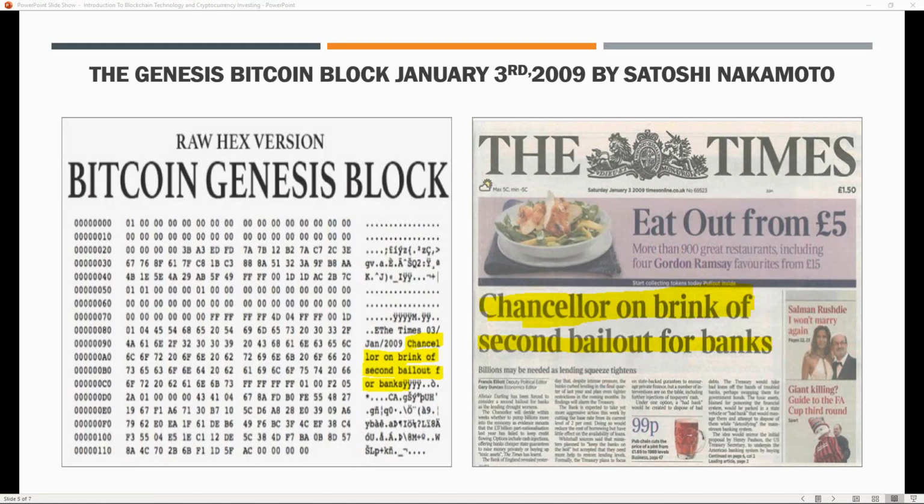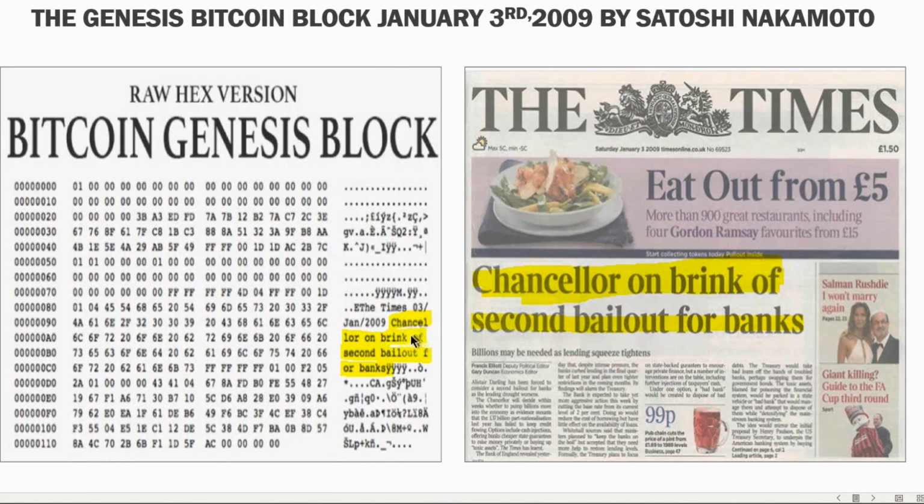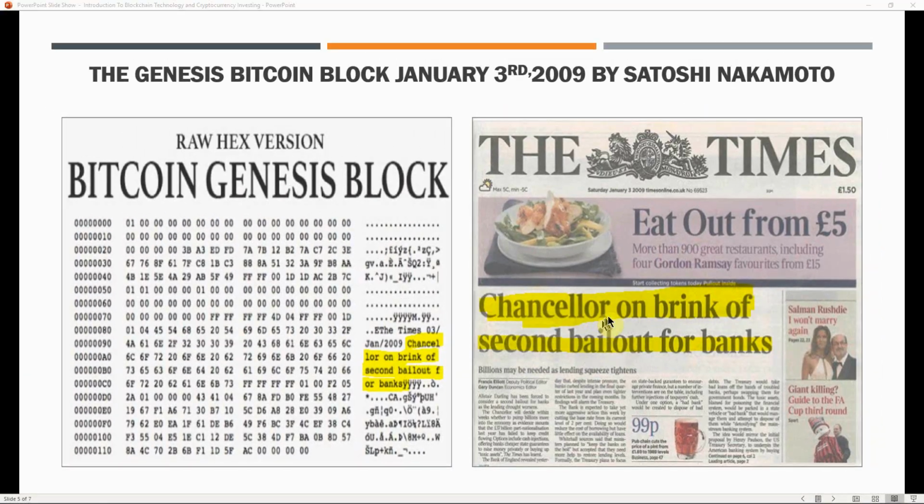Let's look at some Bitcoin history. The Genesis Bitcoin block was created on January 3rd, 2009 by Satoshi Nakamoto. Within this Genesis block, or block zero, Satoshi Nakamoto encoded these words: "Chancellor on the brink of second bailout for banks." This was a newspaper front page article by the Times in the UK on that same day when the Genesis block was created.